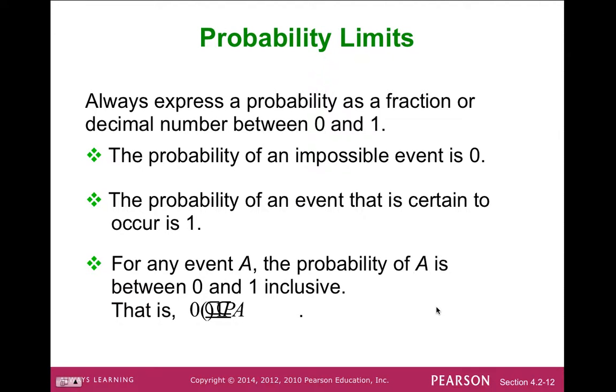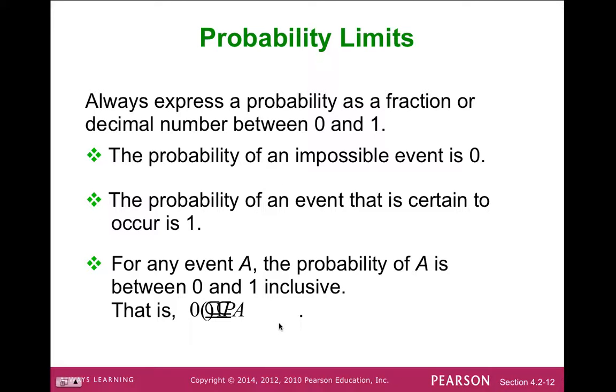Okay, a couple of other things that are important to talk about with relation to probabilities. Probabilities are always expressed as a fraction or a decimal between 0 and 1. And what that means is that the probability of an impossible event is 0, and the probability of an event that is certain to occur is 1. And all other probabilities are somewhere as a fraction or decimal between 0 and 1.